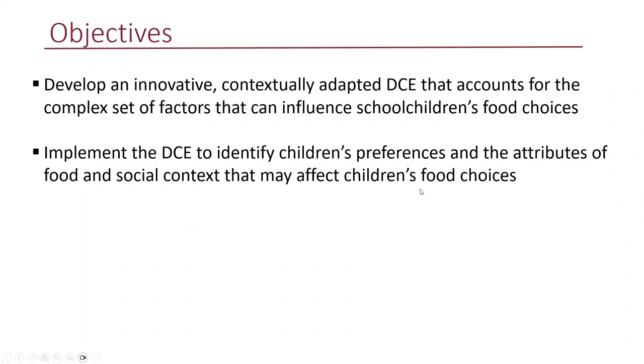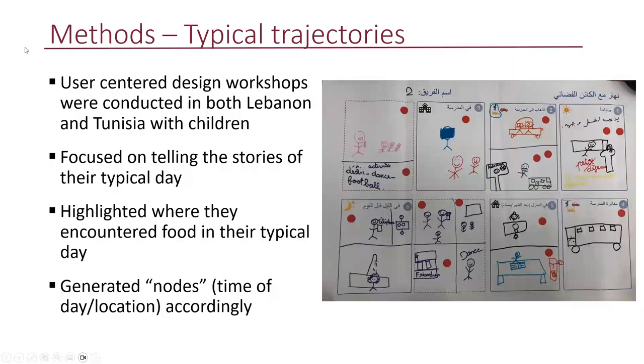So the objective of this piece of work, which I led within this project, was to develop an innovative, contextually adapted DCE, discrete choice experiment, that accounts for the complex set of factors that can influence school children's food choices. By the complex set of factors, we try to account holistically for the determinants of food choice of these school children across their school day. And of course, to implement this DCE to identify children's preferences for a variety of food items, but also the attributes of food, be that preparation or difficulty of access or other social contexts like what we call modeling, the availability of friends or other types of peer pressure or parents, and the way they affect children's food choices.